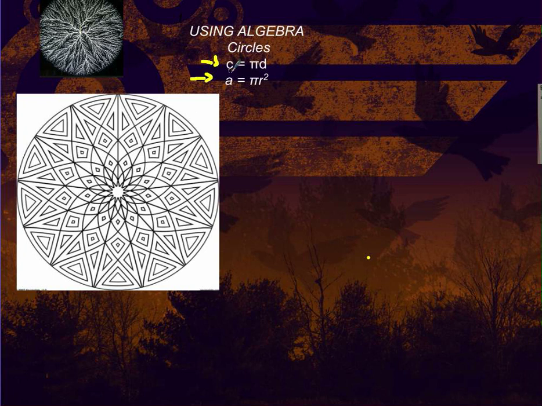To find circumference, you have to multiply pi times diameter. To find area of a circle, it's pi times radius squared. We've already discussed that. So here's a really cool circle. And for this circle, let's say our circumference is 60 degrees. And they are asking us to find the radius. What is the radius? How do we do that?